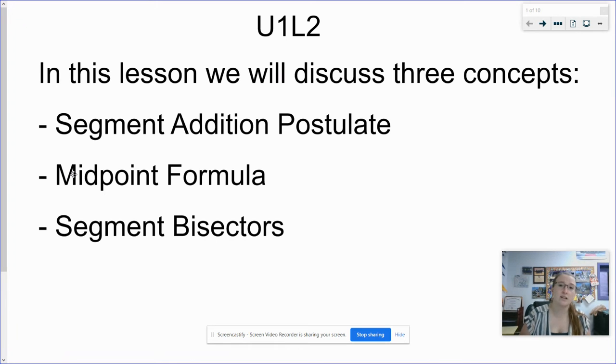Now, again, normally in a year, this would be spread out over a couple different days. These would be like individual days. But we're kind of condensing things to make it move a little faster. And again, how we're doing this is I'm doing some very basic introduction of these concepts with very basic problems. And then in class, we can do some more difficult problems while I'm there to help you.